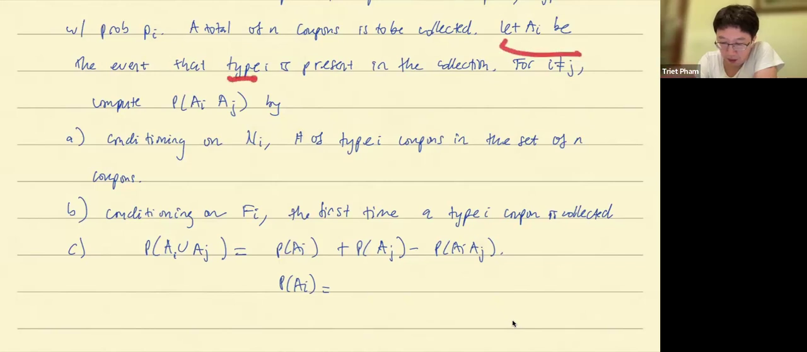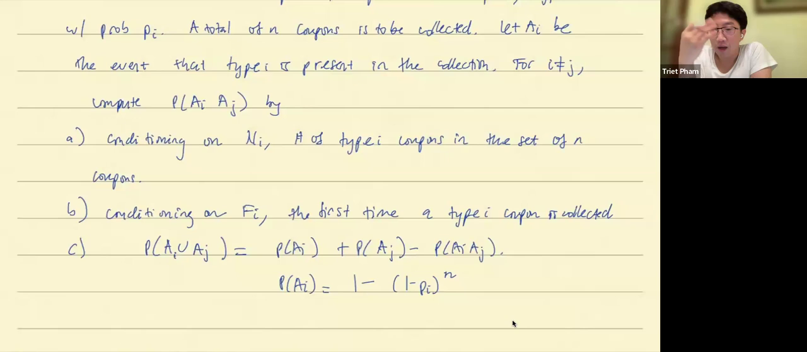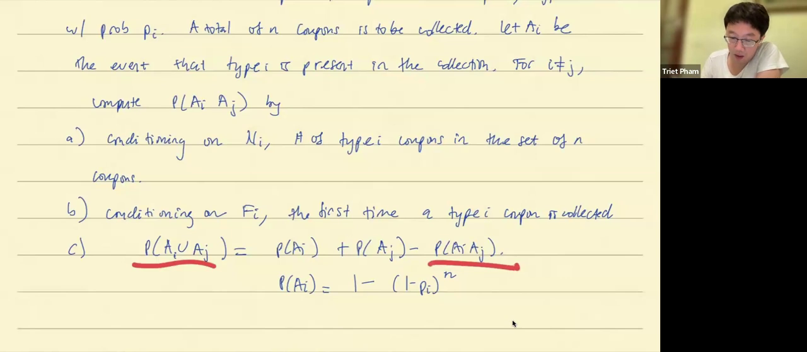Well, the probability that type I is present in the collection is not easy to handle. The easier one to look at is the probability type I is not present in the collection, because that means none of the coupons can be of type I. So in other words, (1 - pi) raised to the n power, and then 1 minus that. Meaning that we just use a complement here. And that's exactly the reason why this one is easy and that one is hard.